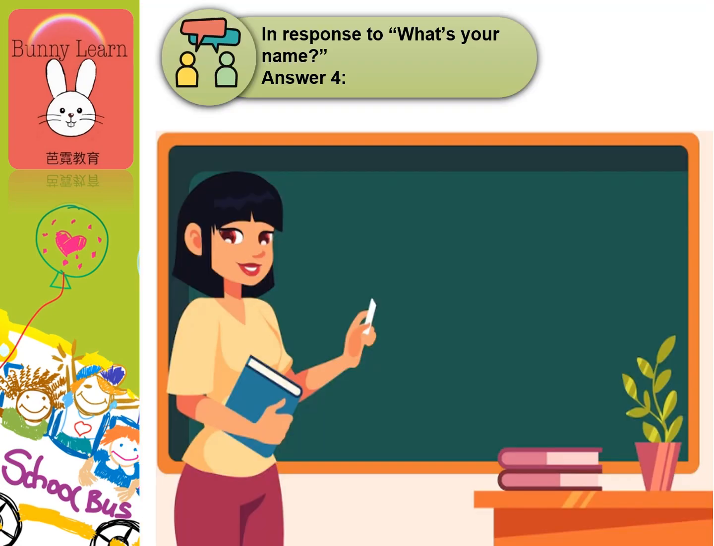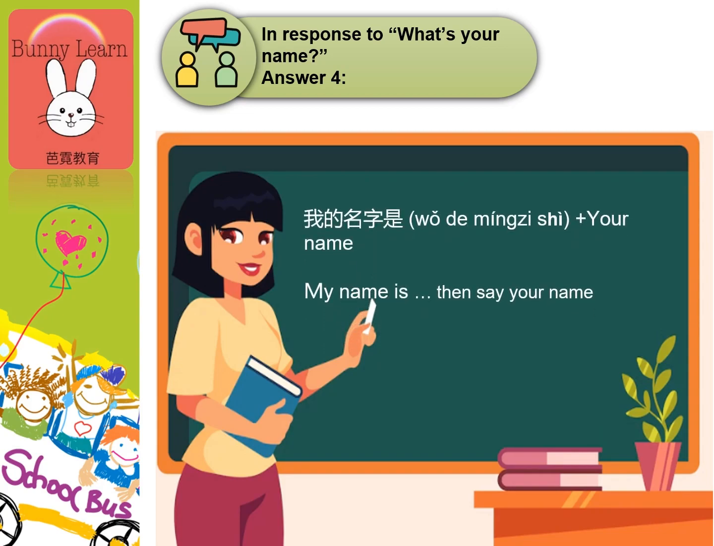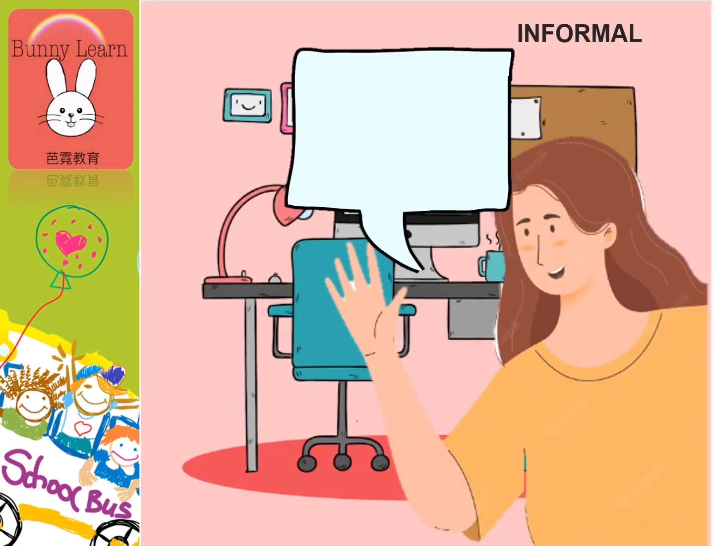Number 4. 我的名字是. The last method may be the most straightforward way of introducing your name for those who speak English as a first language. You can say, 我的名字是, followed by your name. This is the exact equivalent to the English, my name is. Let's practice. 我的名字是 Jane. My name's Jane.